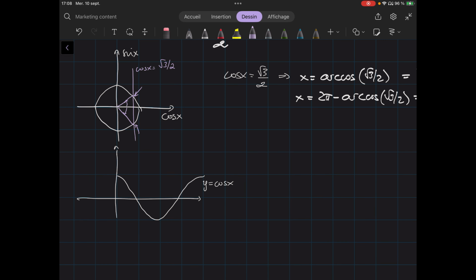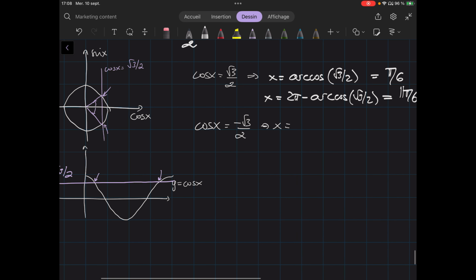If you would like to use the function, then you can just draw the line y equals root 3 by 2. And that will really help you to determine the right intervals to look at. Similarly, if cos of x is equal to negative root 3 by 2, x is equal to arc cos of negative root 3 by 2, or 5 pi by 6.